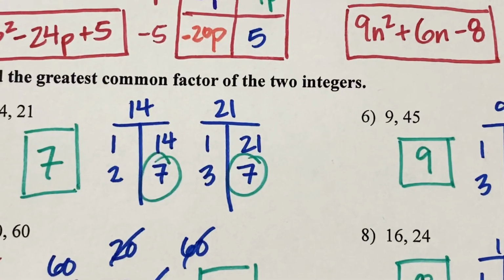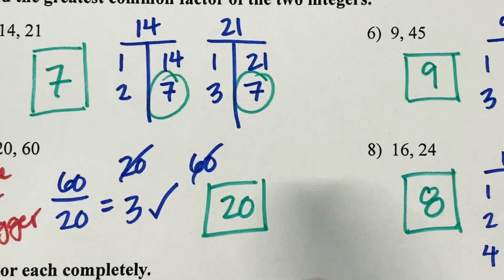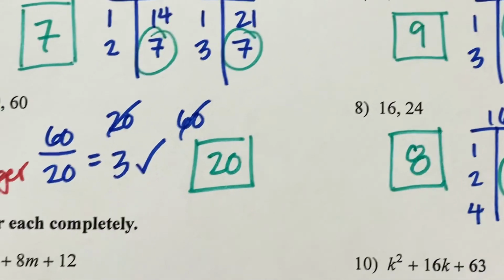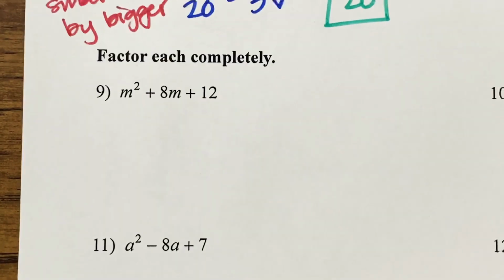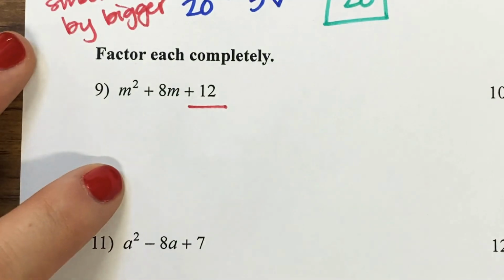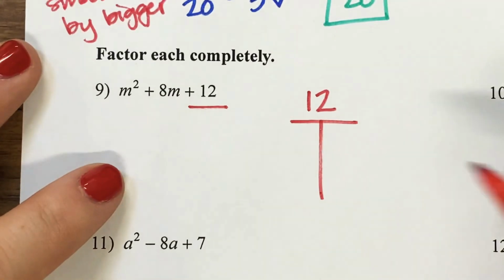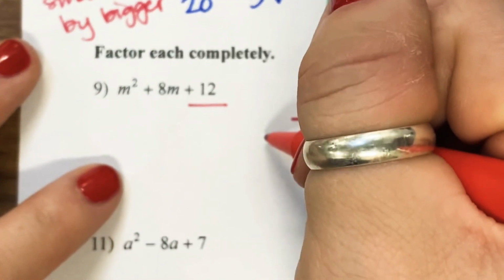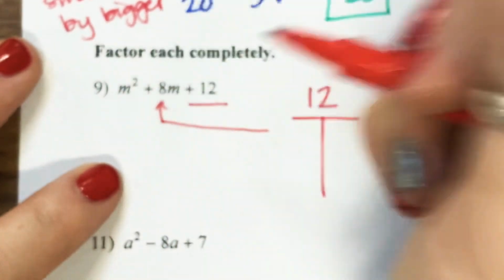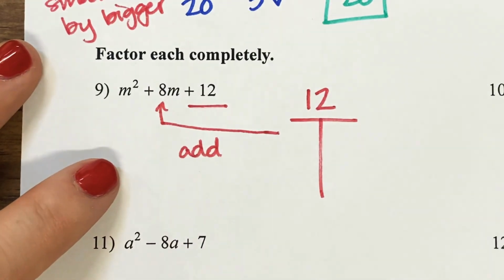Okay. So now that we've practiced FOILing to get quadratics, like tying the shoe, and we've practiced finding the GCF, let's go ahead and factor quadratics. When we're factoring quadratics, we always want to look at the last term. The last term is our 12. So we need to do a factor list for 12, but we need these factors from our list to add to positive 8.